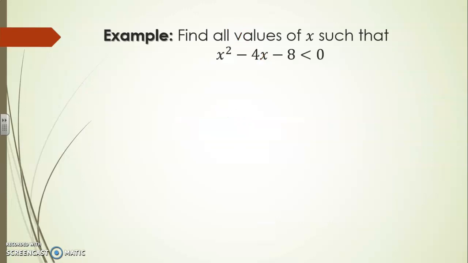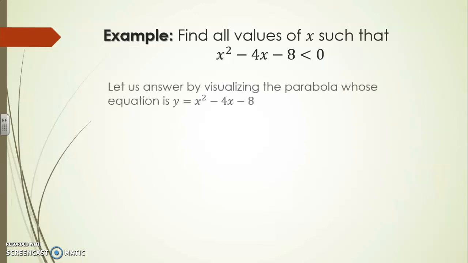Here's a second example. Let's find all values of x such that x squared minus 4x minus 8 is less than 0. This is a type of problem we would have dealt with in the past when we solved inequalities. This time we're going to answer this inequality, or find the solution to the inequality, by visualizing the parabola whose equation is y equals x squared minus 4x minus 8.